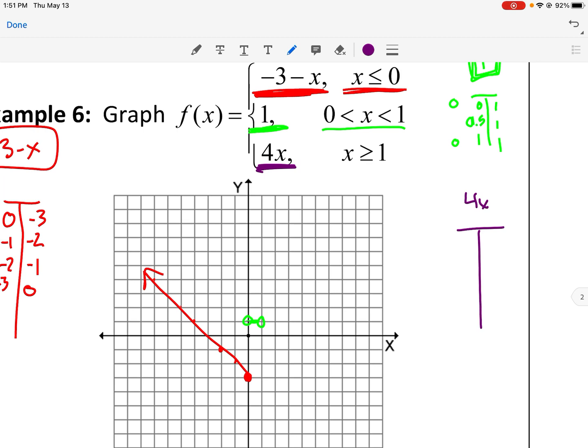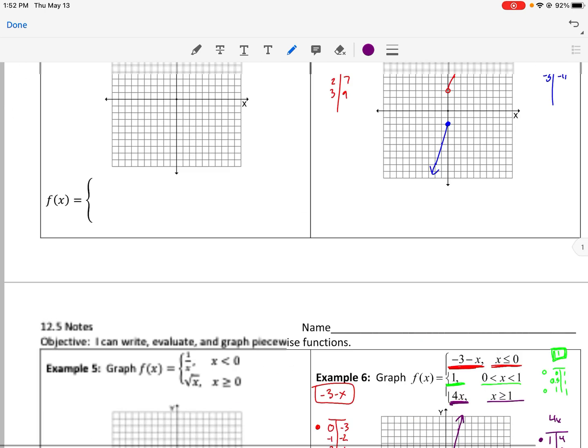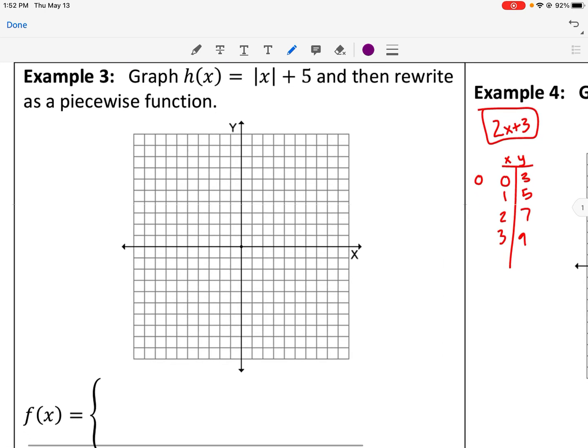And for x, our last one, same idea. We're plugging in numbers greater than or equal to 1, so closed circle, and I plug in a 1, and greater. So 4 times 1, 4 times 2, 4 times 3, and it just gets bigger. So those are not going to fit, but it's okay. 1, 4, plug it on the graph. 2, 8. So there we go, going that way. Passes the vertical line test, so we're good to go.